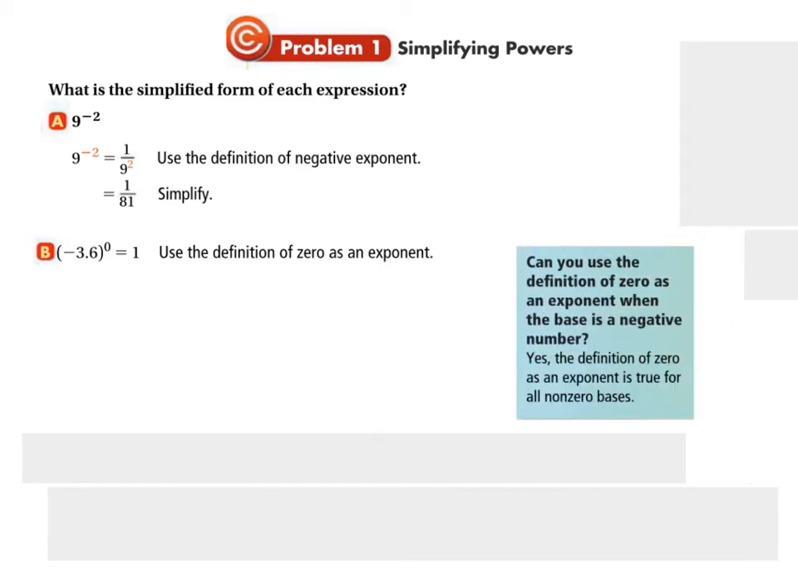Now, here's a question. Can you use the definition of 0 as an exponent when the base is a negative? Can you have a negative base to the 0 power? Yes, you can, as long as it is non-zero. Is negative 3.6 a non-zero number? It sure is. So that's true for anything that's a non-zero number.